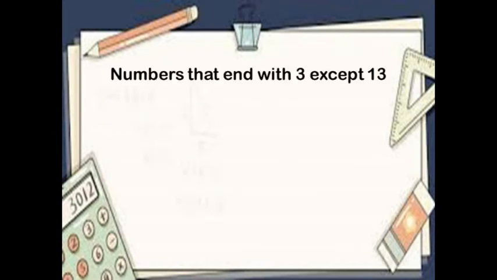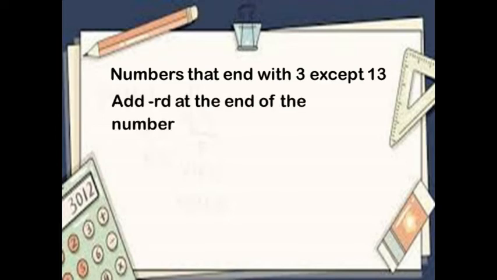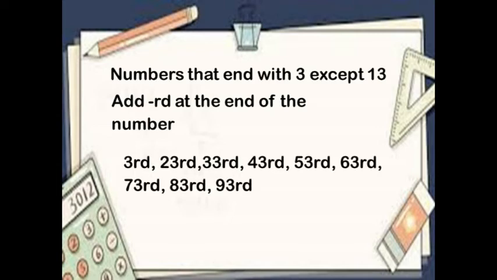Next one, numbers that end with 3 except for 13, we add the suffix rd at the end of the number. Examples of numbers that end with 3 are third, 23rd, 33rd, 43rd, and so on. So the numbers that end with 3, we add the suffix rd except for the 13.